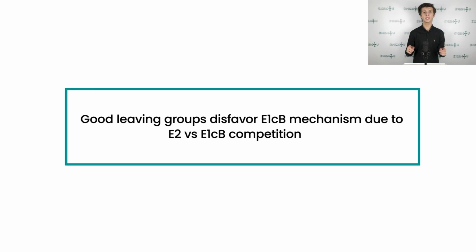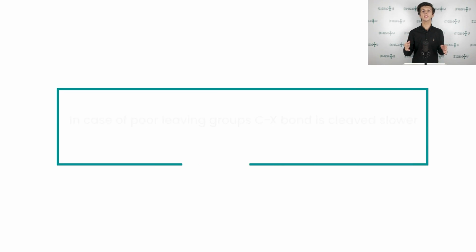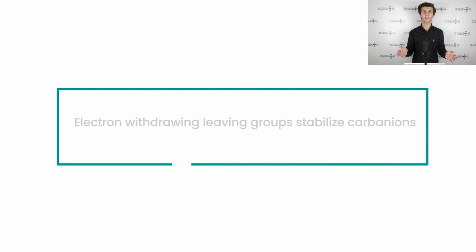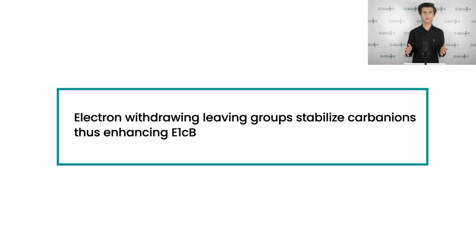This, from the first sight counterintuitive trend, agrees with our previous knowledge. The E2 mechanism competes with the E1CB mechanism, so good leaving groups favor simultaneous cleavage of C-H and C-X bonds, thus enhancing the E2 mechanism. In the case of poor leaving groups, the C-X bond is cleaved slower than the C-H bond, so making the formation of the carbanion intermediate possible. Lastly, electron-withdrawing leaving groups, such as fluorine, can stabilize carbanion and thus enhance the E1CB mechanism.